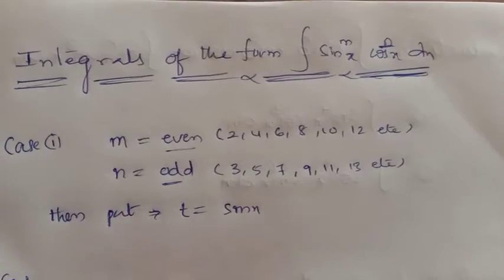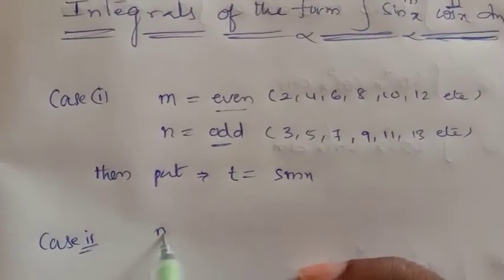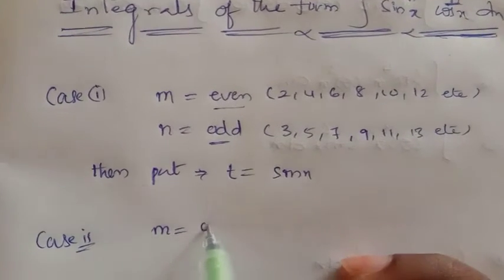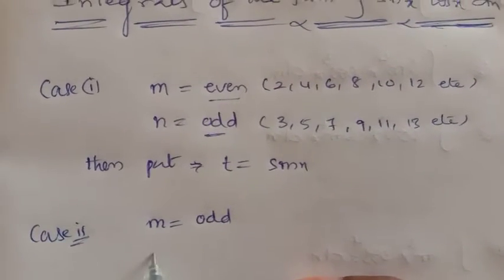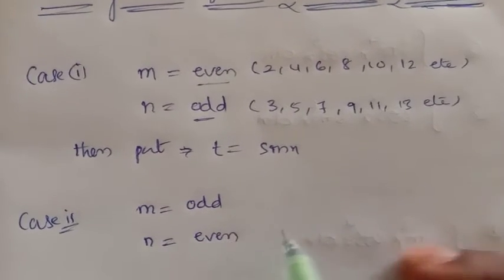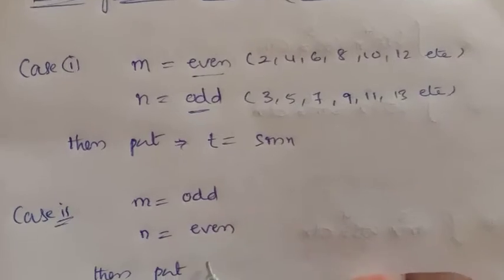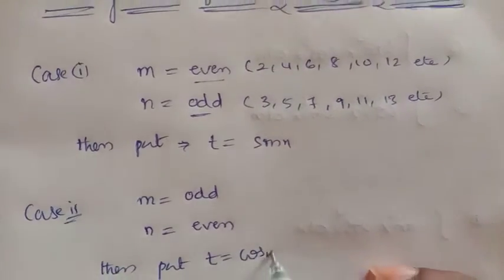Case 2. The power of sin x is odd number. The power of cos x is even number. Then put t equal to cos x.